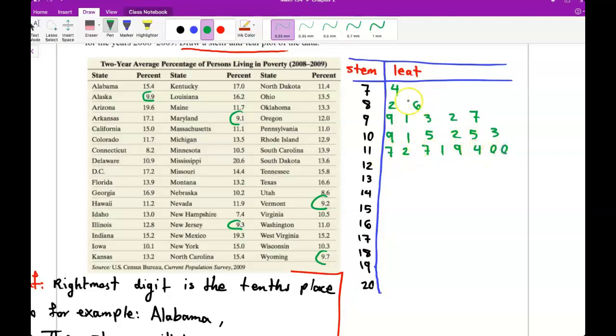How can we tell that what you got here is correct? You only need to count how many numbers you have in total here and how many numbers you have in this table. If you get the same count, that means you didn't miss any number.